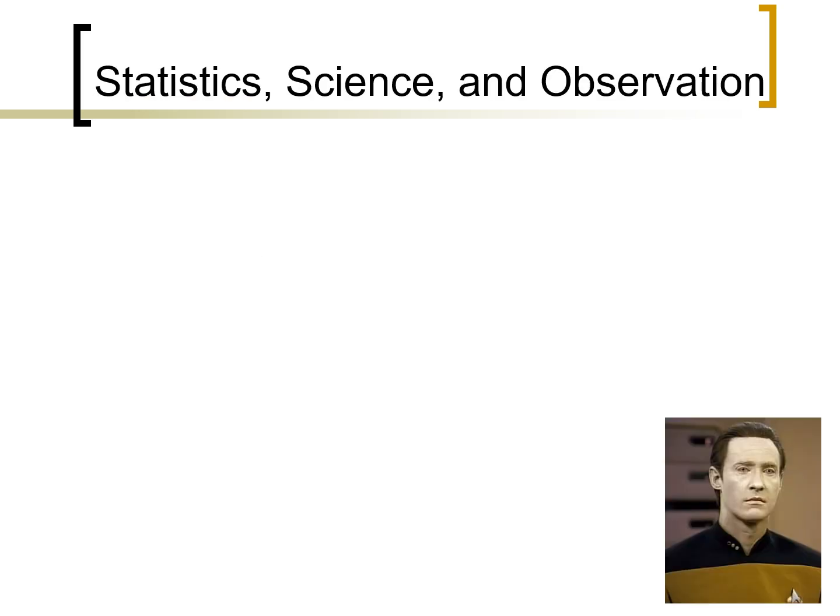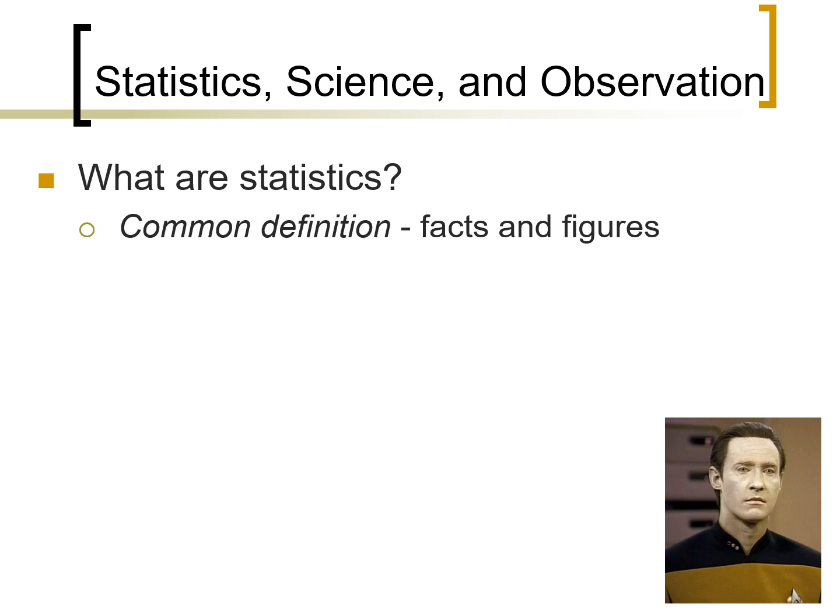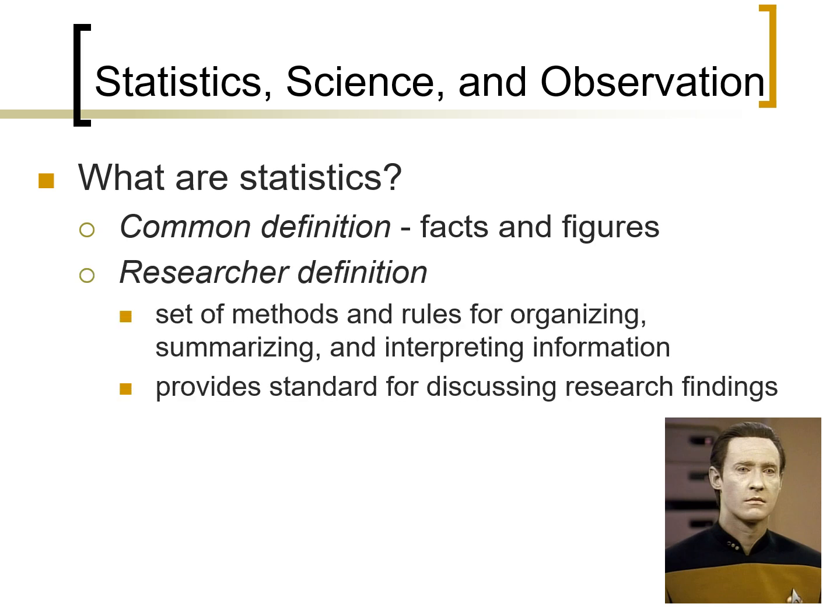So let's first talk about statistics and generally science, and what does it mean to do observation about things in our natural world. First, we might want to ask ourselves, what are statistics? We might have a common definition, which is basically that it's numbers, and sometimes the numbers are organized into tables and graphs and charts. And that's true. That's not wrong. But we're going to go a step deeper.